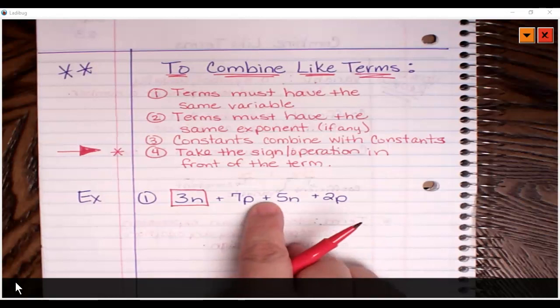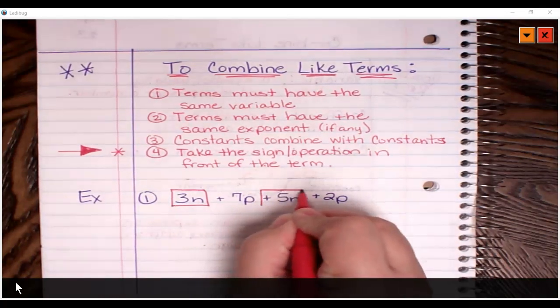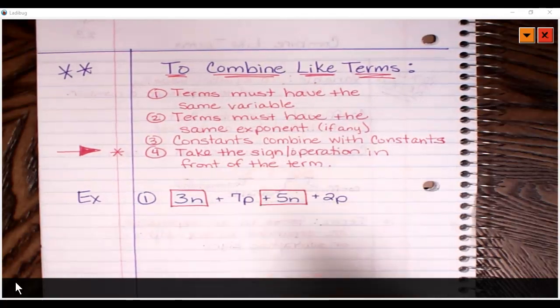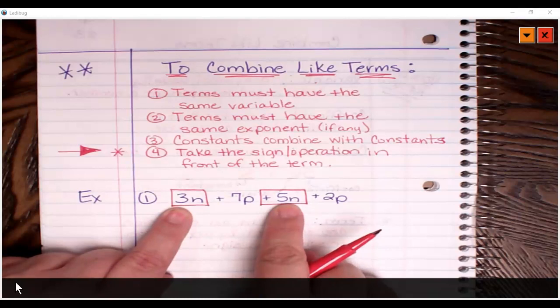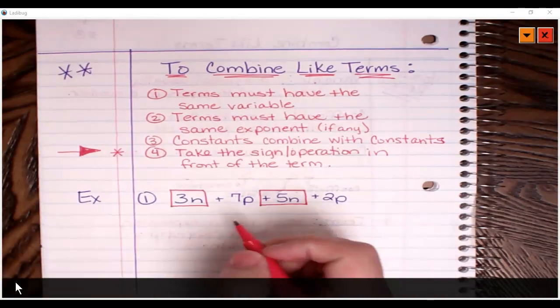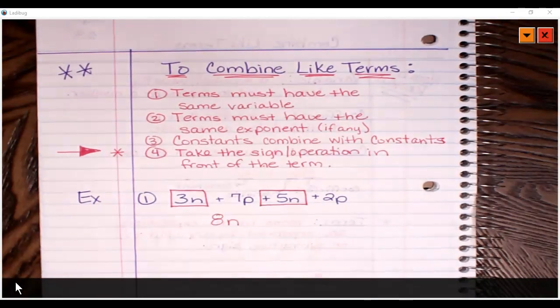And I'm going to take this plus sign in front of it. So now when I look at these two, I have 3 nickels plus 5 nickels. So how many nickels would I have altogether? I would have 8 nickels, or 8 n's.